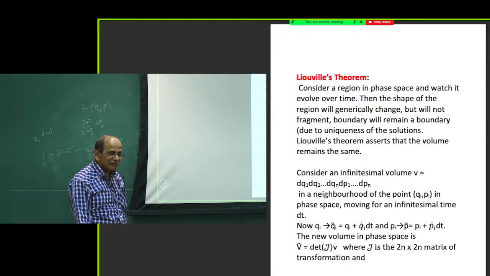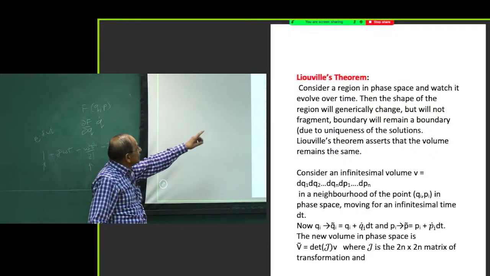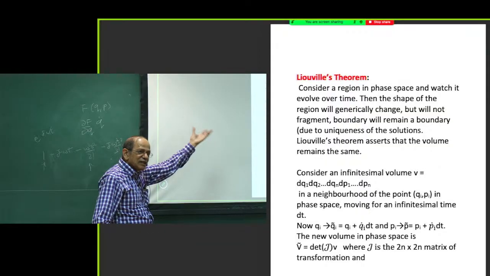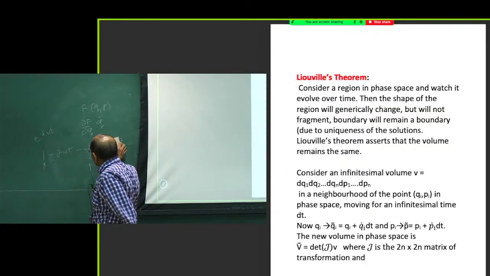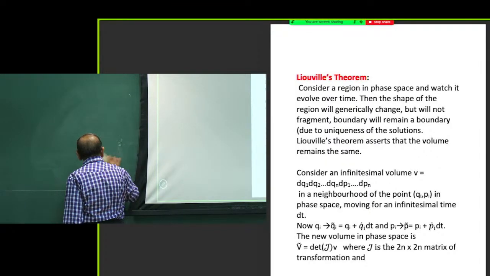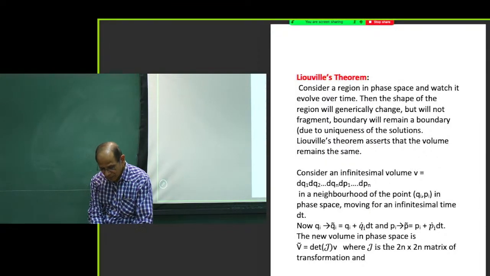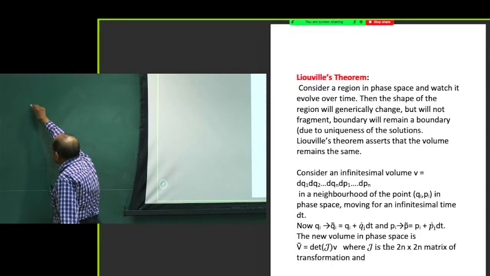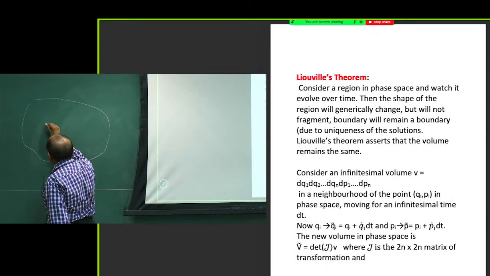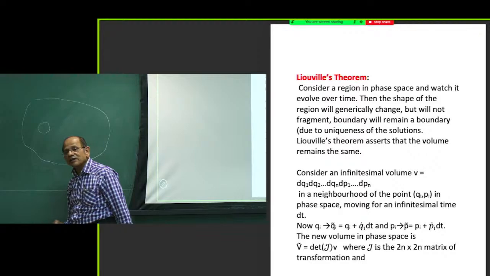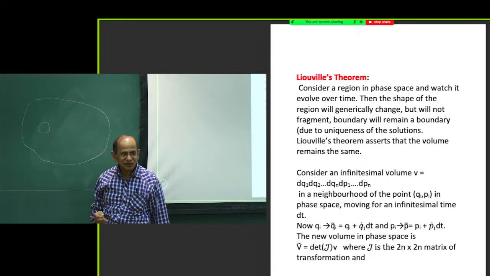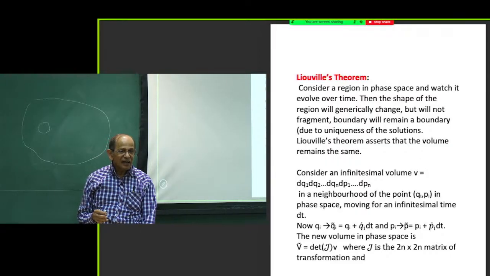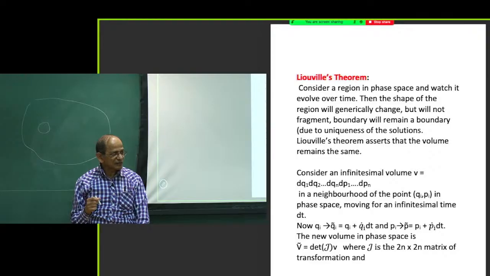What does it say? Firstly, we will talk about areas in phase space, and later we will talk about the densities defined on those areas. So, what this result says is the following. Suppose this is the phase space, and here I consider a closed surface and some volume inside it. Okay? And then consider the evolution of the system under Hamilton's equations.